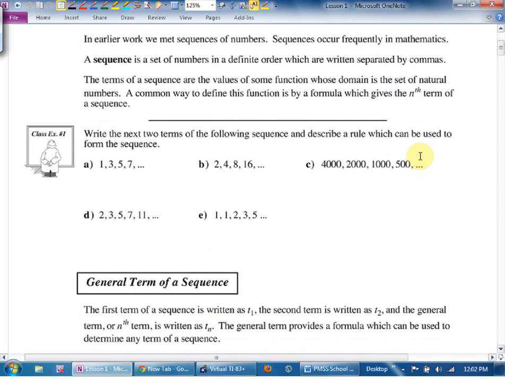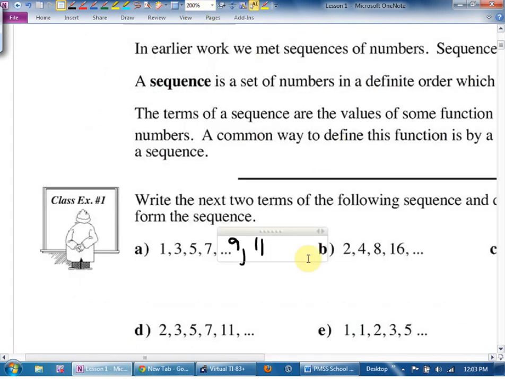It says, write the next two terms of the following sequence and then describe a rule. Very basic. You've done this, hopefully, since you were children. Spot the pattern. What comes next? 9, 11. Now, here is our terminology and our symbols. We call this first term, and I'm going to zoom in so I can write really small. We call this first term, term 1.